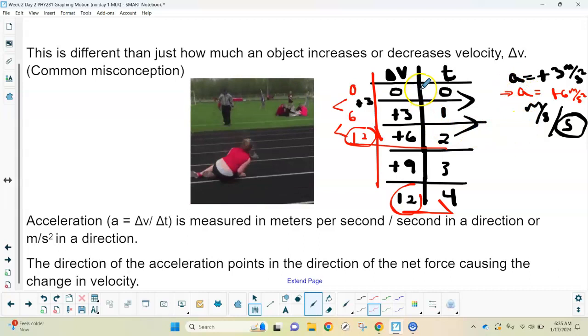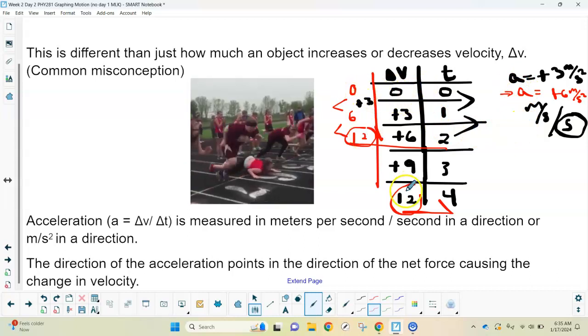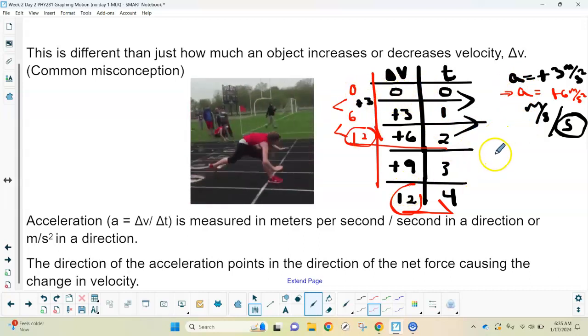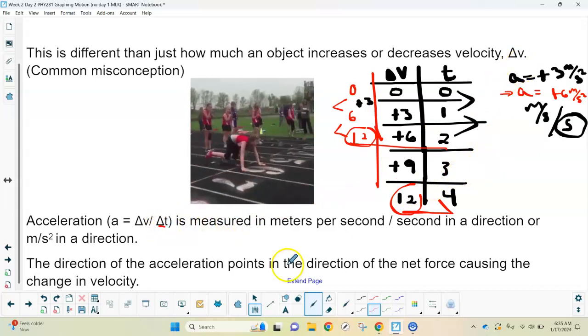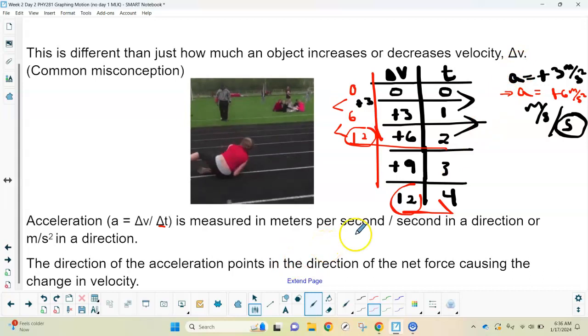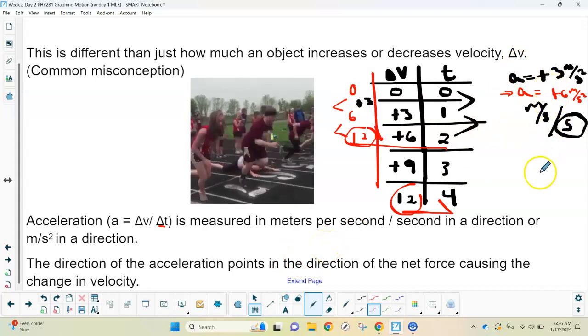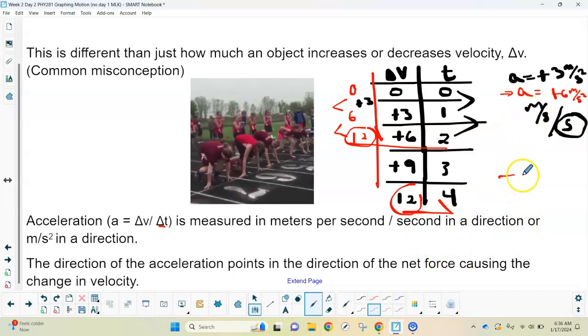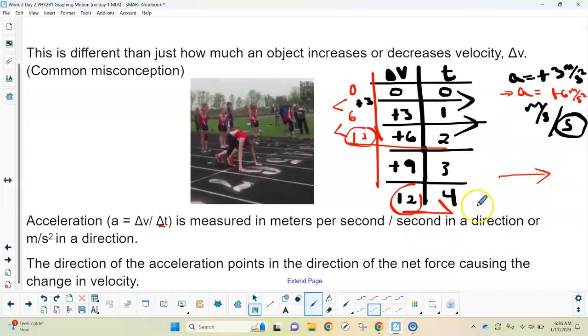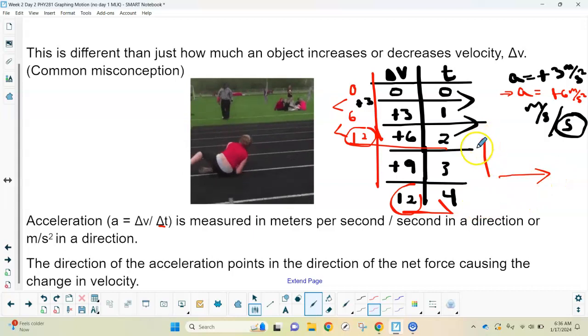So again, it's not just changing velocity from 0 to 12. That's not what acceleration is. It's the rate of change, so that time measurement is included. That makes a difference. Again, the direction just points in the direction of the acceleration, which is the direction of the force that causes the change. So if it was accelerating in the positive direction, if it was horizontal, it would be to the right. If it was vertical, it would be up.